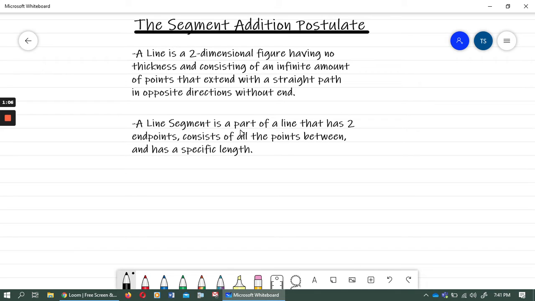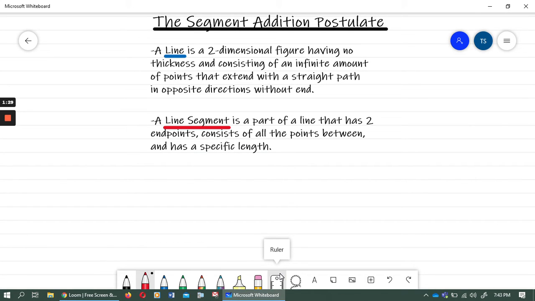Again, a line segment is what the segment addition postulate is referring to. A line segment is a part of a line that has two endpoints, consists of all the points between those two endpoints, and it has a specific length. Those are the definitions for a line and a line segment. I didn't make up these definitions, but if we're going to talk about the definitions of these words, we might as well be specific and use mathematic terminology, right?